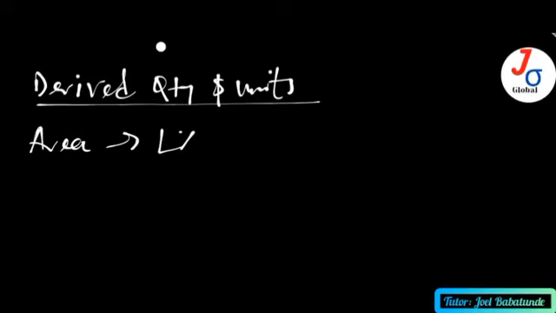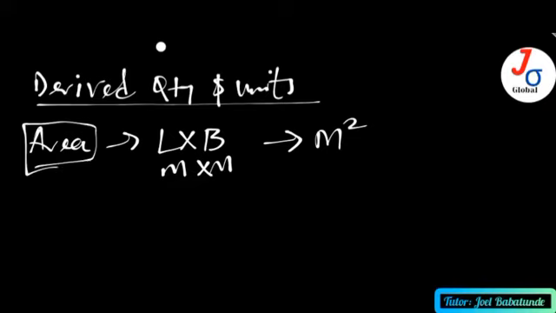Let's do length times breadth. Length is measured in meters, and breadth is measured in meters. So m times m gives us what unit? m squared, meter squared. So this is the derived quantity, area. It is formed by two lengths, length by breadth, both measured in meters, and that gives us m squared as the unit.